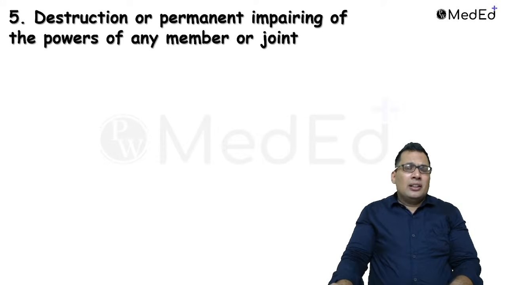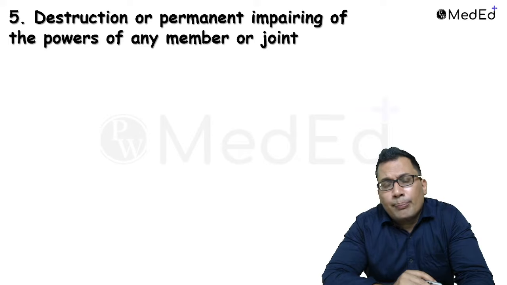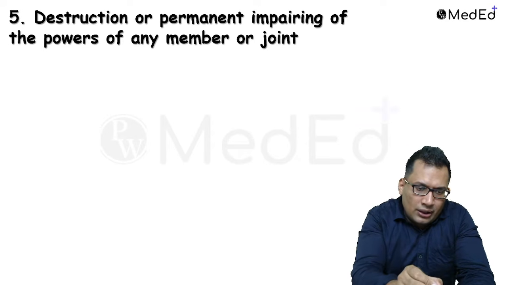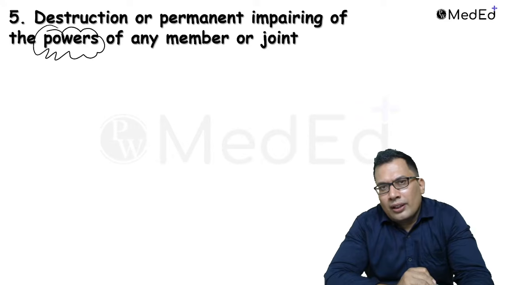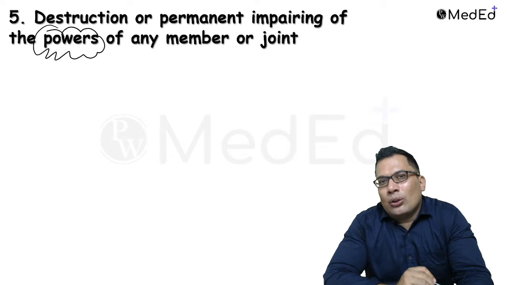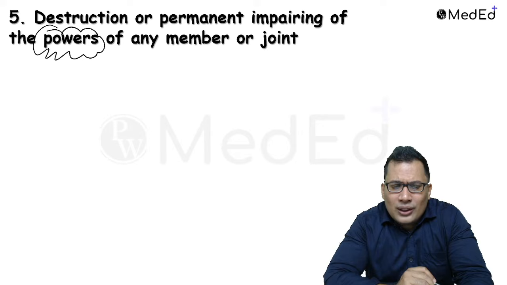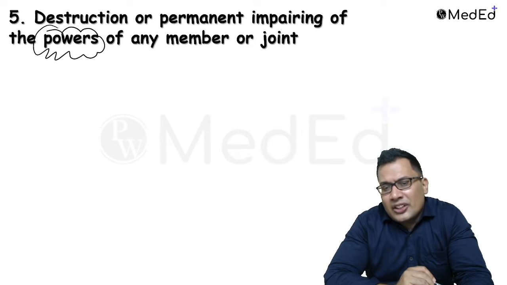Clause number 5, destruction or permanent impairing of powers of any member or joint. The important keyword here is power. For example, foot drop, wrist drop, or bone injury leading to contracture, leading to loss of power at the joint. All this comes under the fifth clause, that is destruction or permanent impairing of powers of any member or joint.